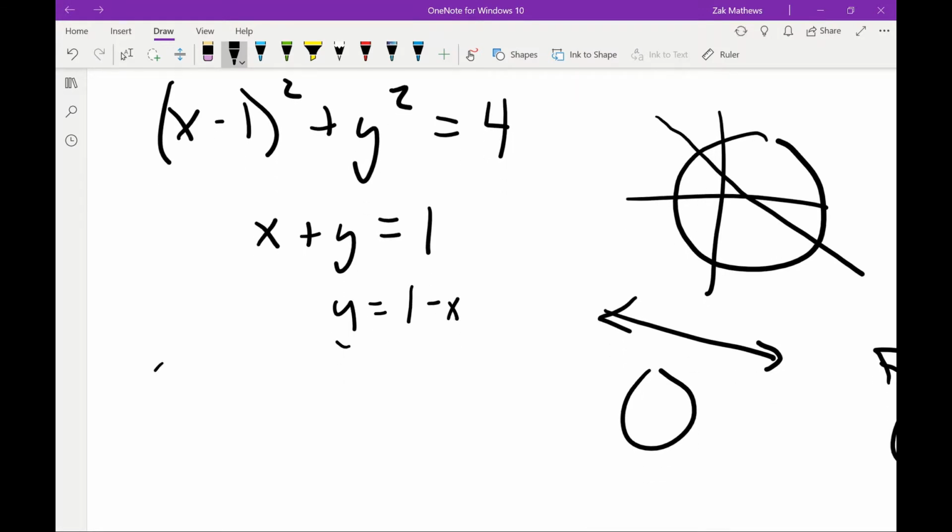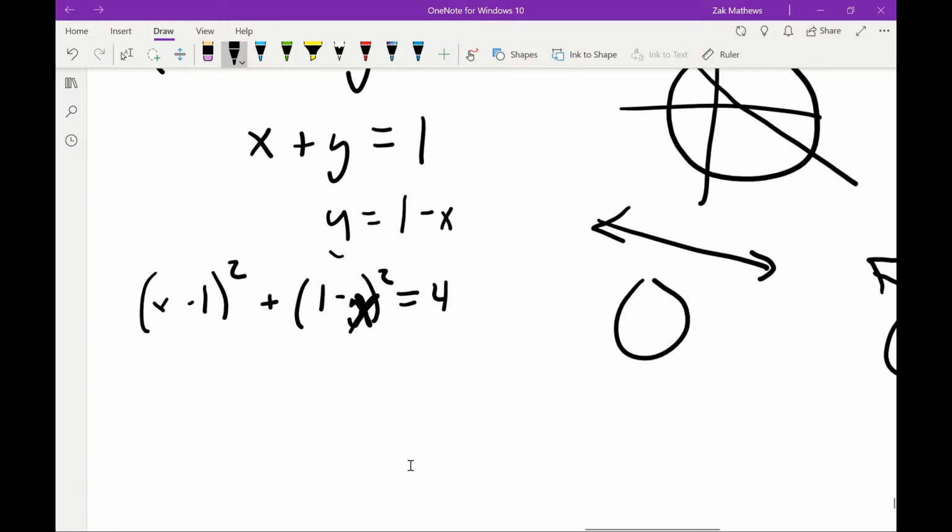So let's plug in: x minus 1 squared plus 1 minus x squared equals 4. Try that again. 1 minus x is going in for the y. This should be an x. My eraser's not working. So 1 minus x squared. And so now let's square these things out. So we'll have x squared minus 2x plus 1. Remember, we have to not just put the square on both terms, but we have to square that whole expression, meaning FOIL it out. I'm making a few errors here. Gotta be careful.